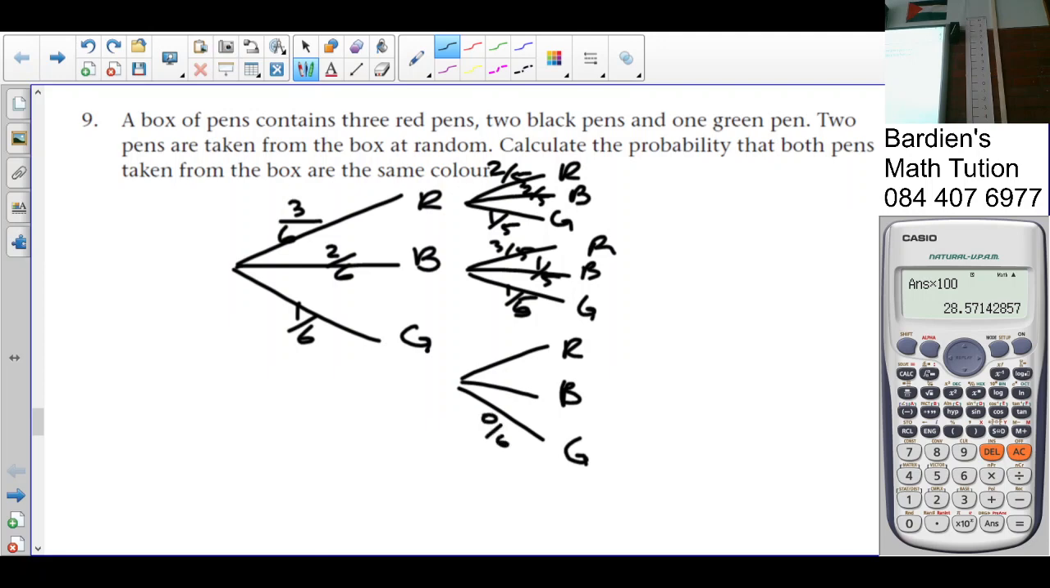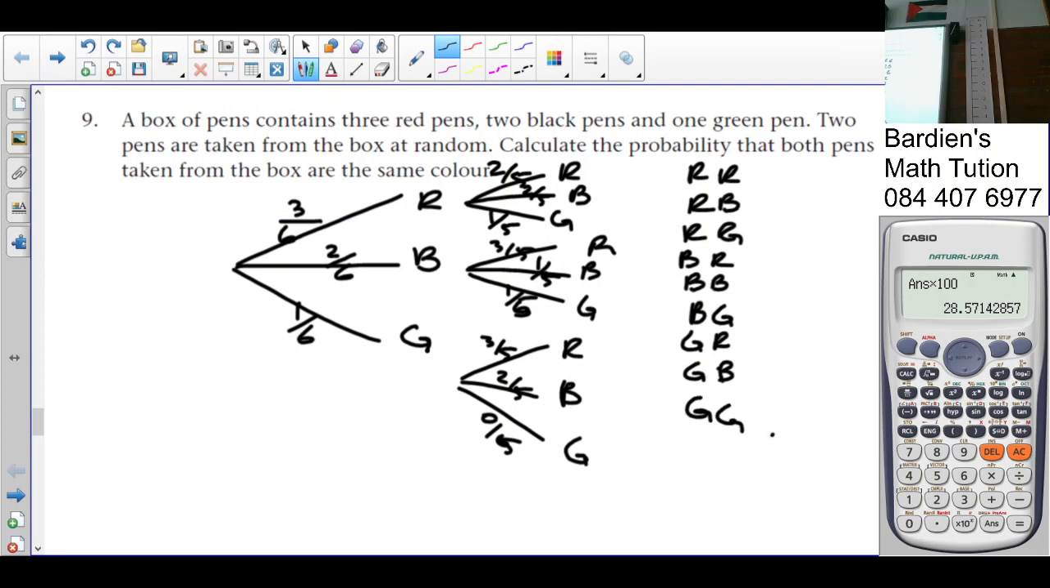0 out of 6 for green. Red, 3 out of 5. Green, blue, 2 out of 5. Outcomes: red, red; red, blue; red, green; blue, red; blue, blue; blue, green; green, red; green, blue; green, green. That's your outcomes. Calculate the probability that both the pens taken from the box are of the same color.